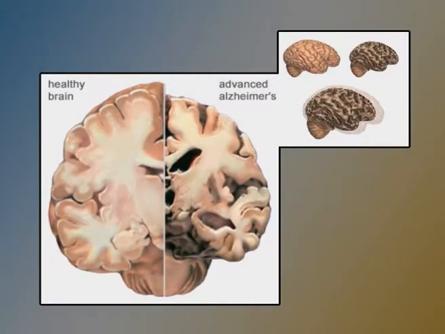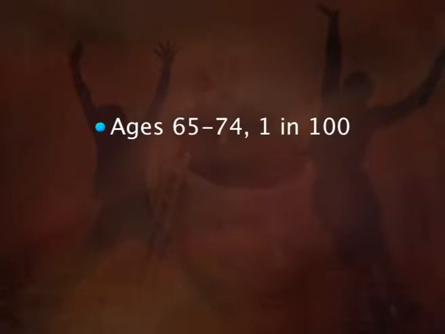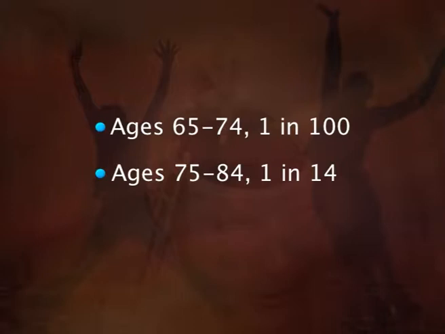As this picture shows, scientists have identified certain risk factors which increase the likelihood of developing Alzheimer's. Age, for example. After the age of 65, the risk of developing Alzheimer's doubles every 5 years. According to Canadian Medical Association Journal, the risk of developing Alzheimer's is, ages 65 to 74, 1 in 100. Ages 75 to 84, 1 in 14, and ages over 85, it is 1 in 4.